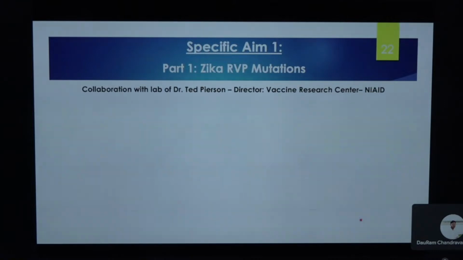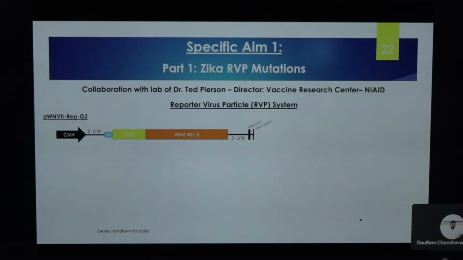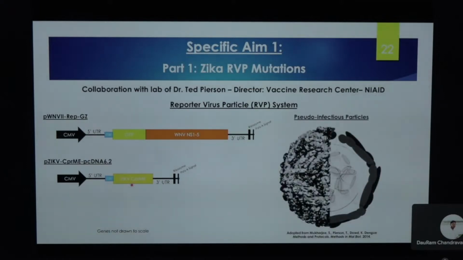Now, again, like I alluded to, we use the Zika RVP system. This is a reporter virus particle system developed by Dr. Ted Pierson, who's the director of the Vaccine Research Center at the National Institute of Allergy and Infectious Diseases here in the United States. What this does is it utilizes the GFP reporter gene directly upstream of all of the West Nile virus non-structural proteins. And we combine this with a second plasmid that contains the structural proteins of Zika virus, so the virus that we are interested in using. And these produce a pseudo-infectious particle.